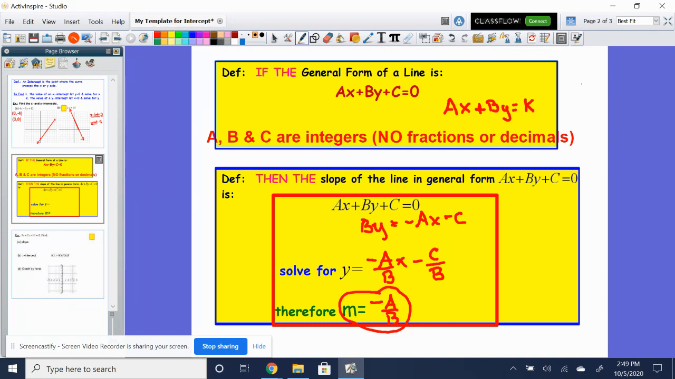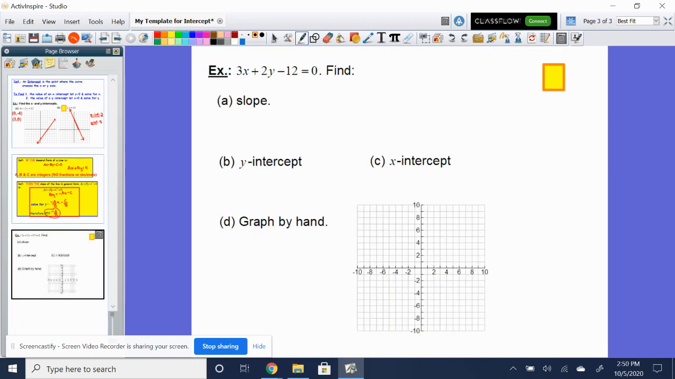Okay? All right, let's take a look at an example. 3x plus 2y minus 12 equals 0, and I want to find the slope. Now, I want to talk about what I was saying before. I don't want to have to memorize that slope is negative a over b, and I don't want to have to do all the algebra to put it in y equals mx plus b form. So I'm going to think about if I was going to do the algebra.